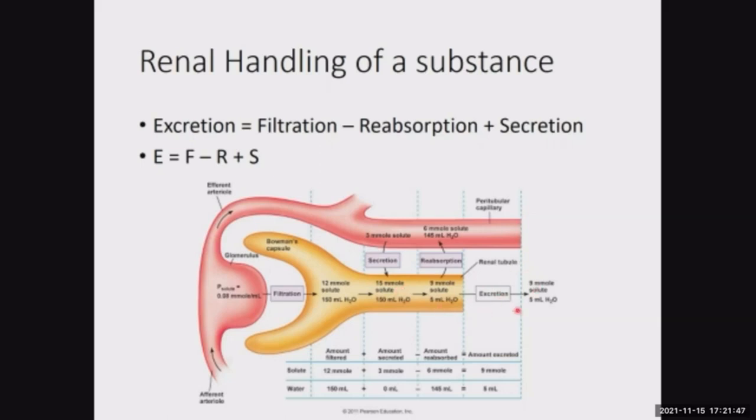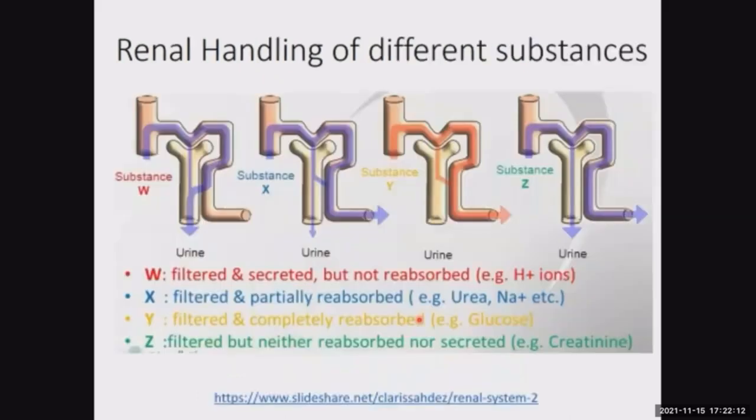So the total amount that is going to be excreted is the amount that is filtered minus the amount that is reabsorbed, or almost recycled within the body, brought back into the tissues, plus those materials that are being secreted. And so we're looking at the renal handling of a substance as being that combination of filtration, reabsorption, and secretion.